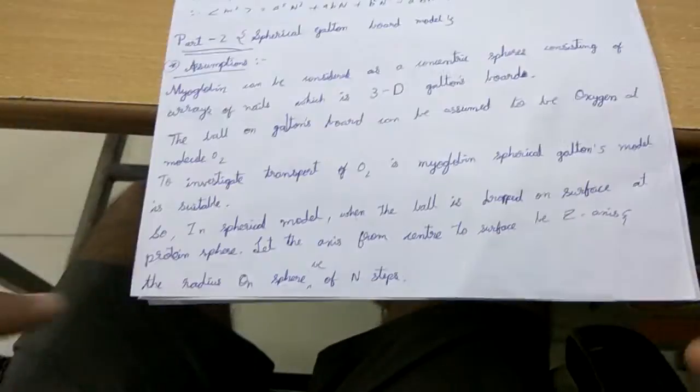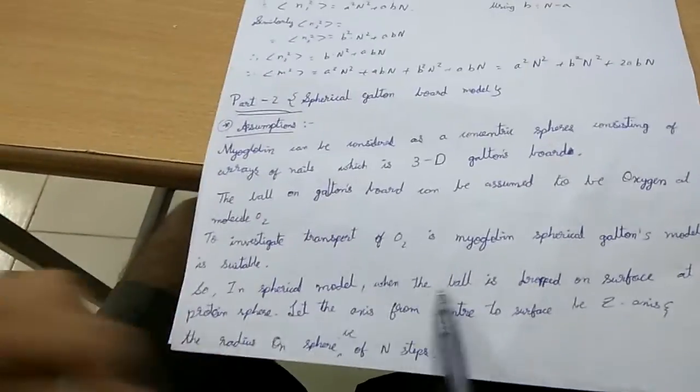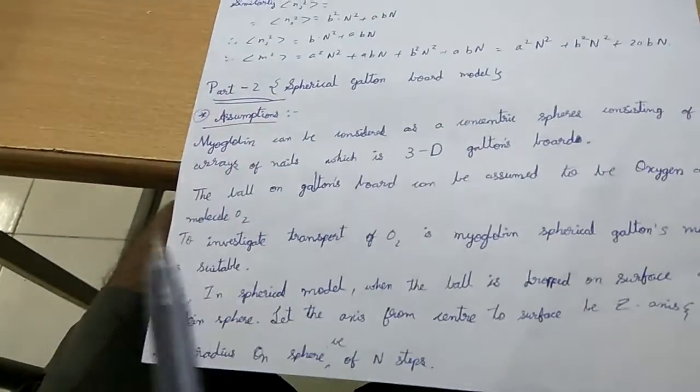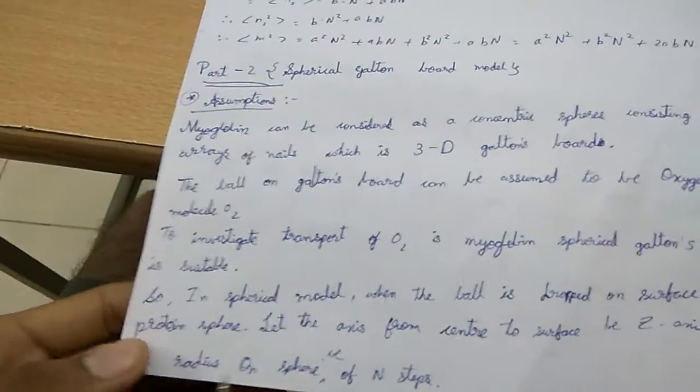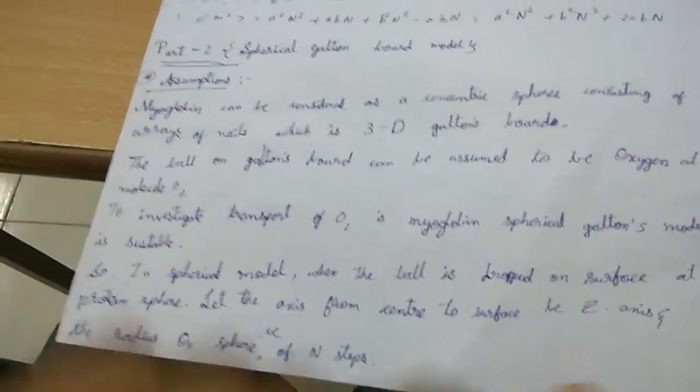Now, in the spherical model, when the ball is dropped on the surface of the protein sphere, let the axis from the center be the z-axis. We assume the ball to be O2 and the axis to be the z-axis. The radius of the sphere is r, and let the O2 molecule take n steps.